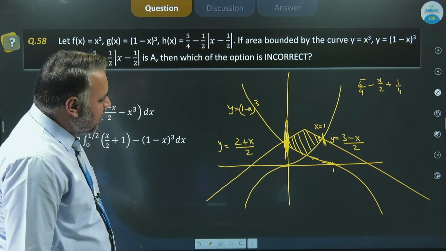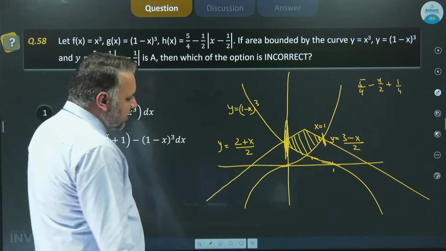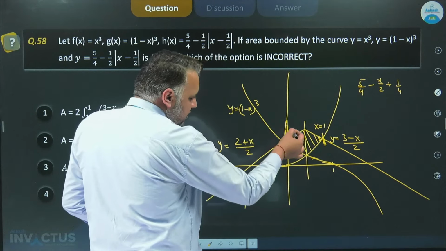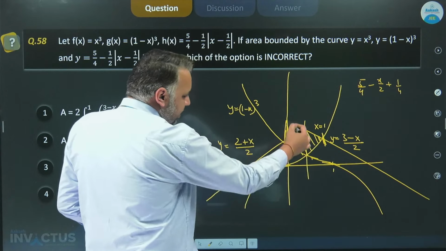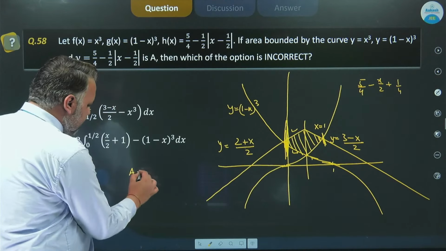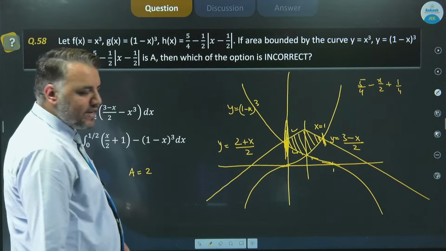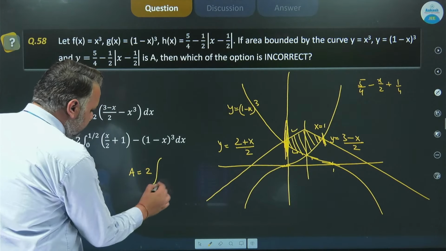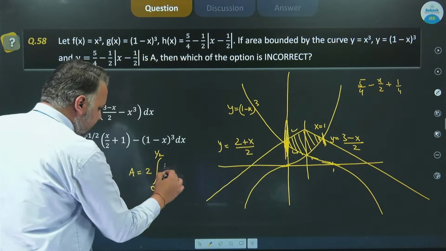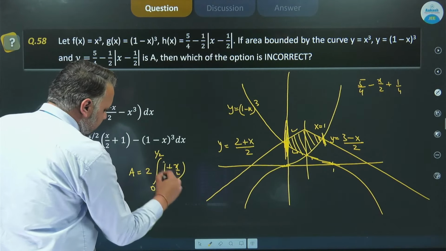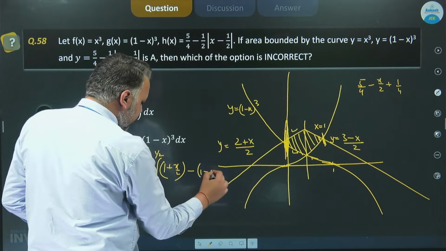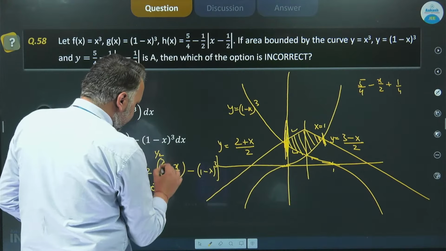So the final bounded area is nothing but the integration from 0 to half. Now, this minus this, upper boundary minus lower boundary. So you can write that area is 2 times, twice the integration from 0 to half. Now this upper function is 2 plus x/2, or 1 plus x/2, minus this lower boundary, that is (1 minus x) whole cube, complete integration.